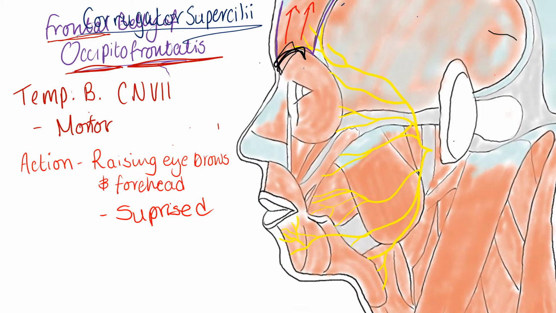Extensive use of this muscle will cause wrinkling in your forehead. So if you imagine Gordon Ramsay, he has very extensive use of this muscle as he has very, very deep wrinkles in his forehead.